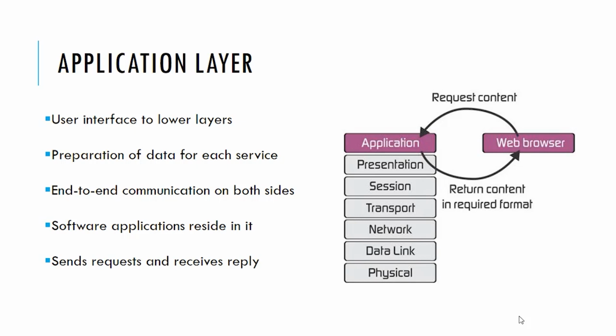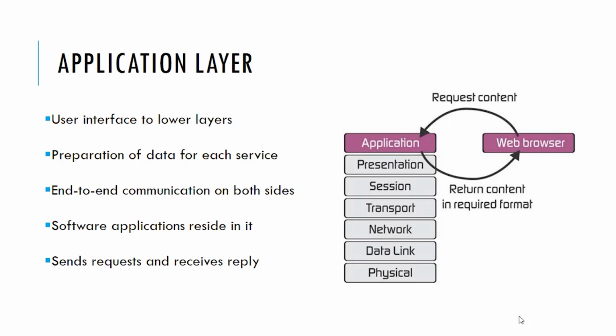Each service on the internet requires data to be prepared in a certain format, to appear in a certain way. For example, the web browser lets the data appear in the form of text, images, and hyperlinks. Another service, like the file transfer service, the FTP, requires data to appear in the form of solid files. Another service, like the email service, requires data to appear in the form of messages. The preparation of data for each of these services is the responsibility of the application layer.